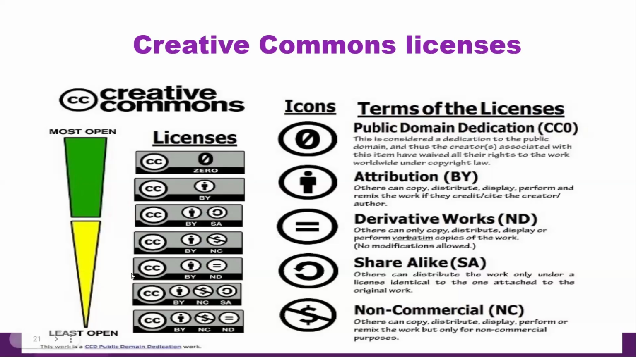At the top, we have Creative Commons licenses, which are most open, and at the bottom, least open. Usually when you publish, you can choose the licensing for your work. For example, if you choose CC BY-SA, it allows others to distribute your work under a license identical to the one attached to the original work.